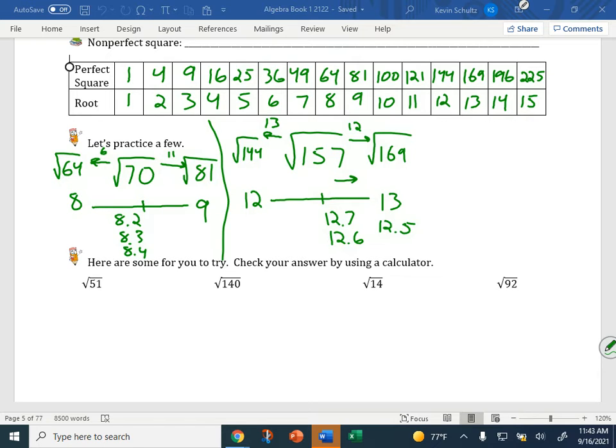All right. As far as how to check this in your calculator, G, can you hold up your calculator for the class to see?